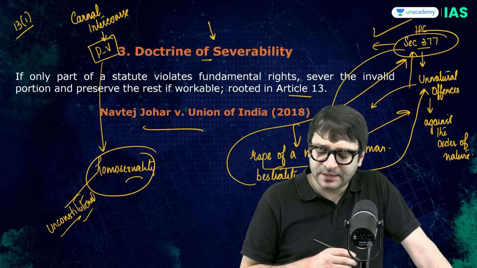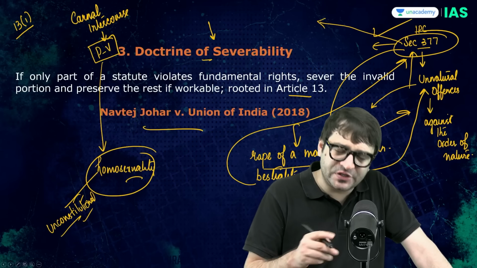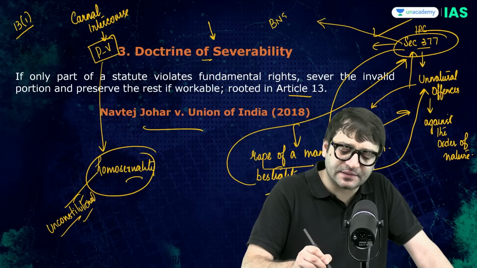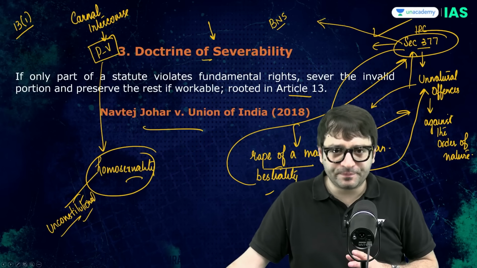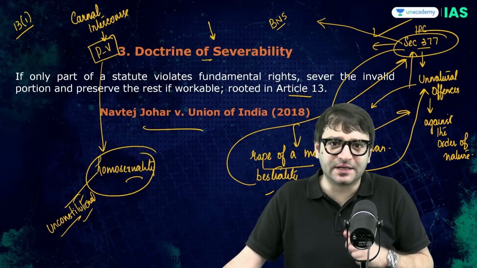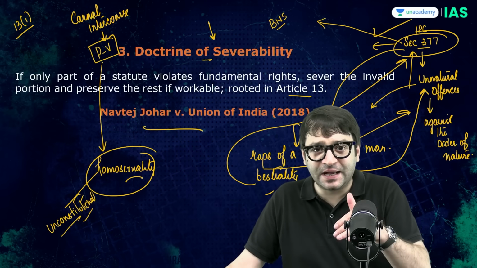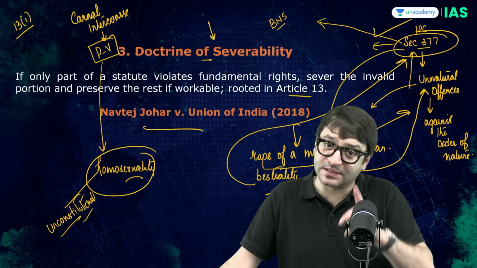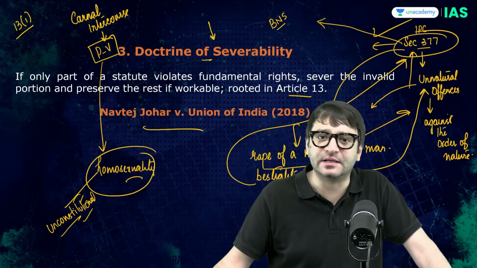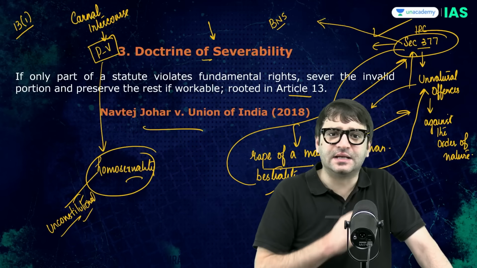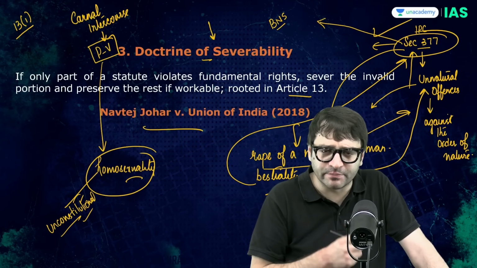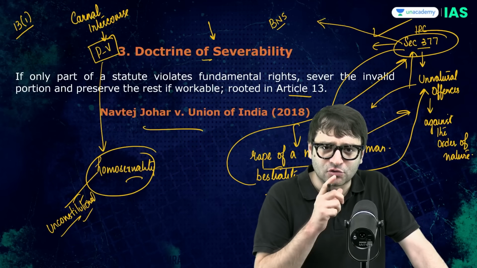But to tell you, there is no similar provision such as section 377 in the Bharatiya Nyaya Sanhita, which means now sex with animals is not covered under BNS. Rape of a man by a man is not covered under BNS. It used to be covered by the Indian Penal Code, but not by the Bharatiya Nyaya Sanhita. But that's a matter to be dealt with separately. This is doctrine number 3, doctrine of severability.